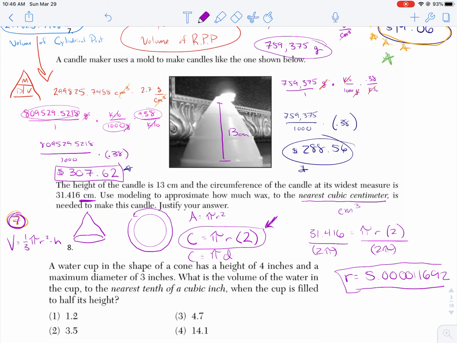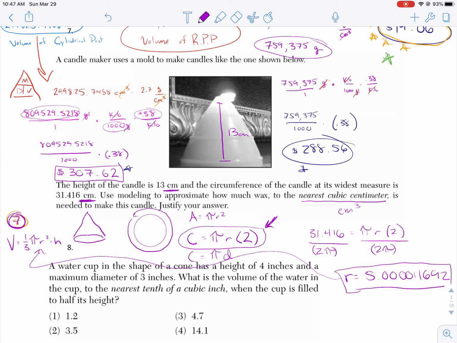All right, and so in order to find the volume now, I'm going to take this piece right here and plug it in for that radius right there. So when you do that, 1/3 times pi times our answer squared times our height.